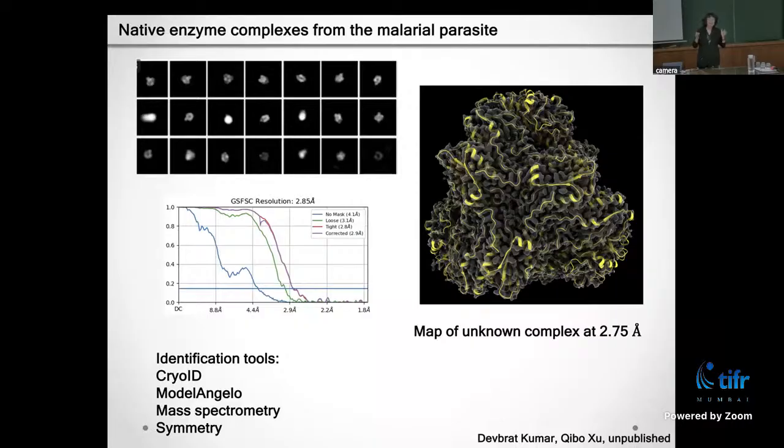So we have the sample, which we are getting from the malarial parasite surface. So we are doing mass spec and cryo-EM in parallel. It's the same sample that you put on the grid and you do mass spec of.